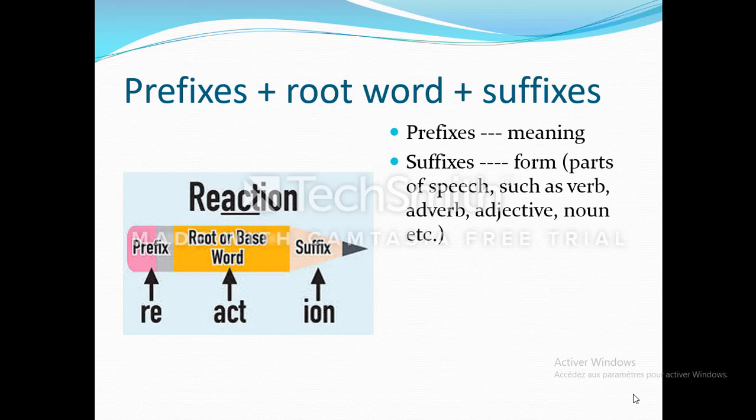First, the base word is act. When we add the prefix, it becomes react. But when we add the suffix, it becomes reaction. Very good. Now let's move to the next slide.